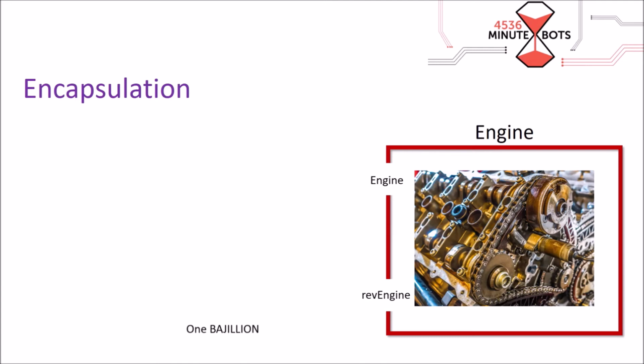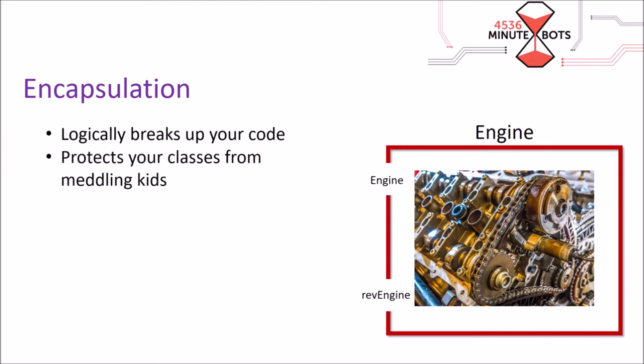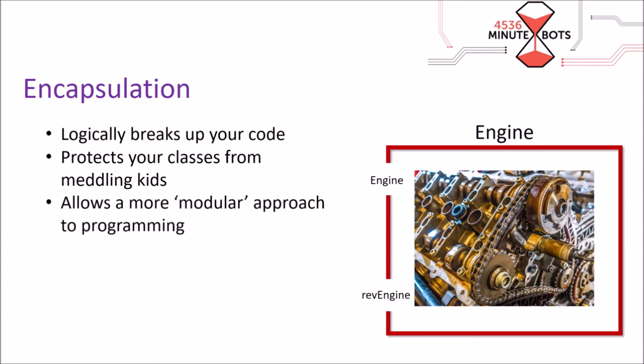So if you send us a crazy number, we'll throw an error, or we'll reject it, or we'll simply set it to the highest limit we want. Those are our choices, and we got to do it. And because we have encapsulated engine, we have kept it safe, which means it's much harder to break. So encapsulation logically breaks up your code. This is important. It helps you with coding to have it in chunks because then you know where to focus. It protects your classes from meddling kids, either accidental or intentional, as we saw with the bajillion RPMs.